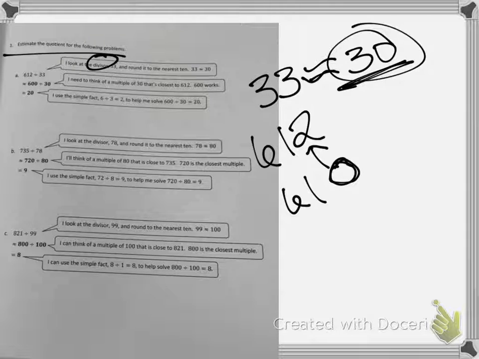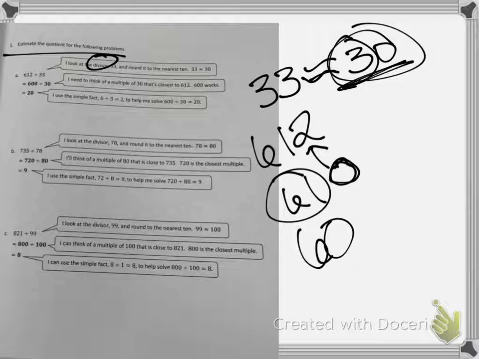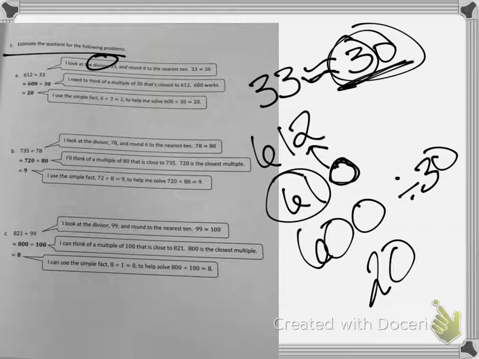So what can we say? 30 goes into 61. 3 goes into 61. What is the closest? Well, 60 is the closest. So 600 divided by 30. And 600 divided by 30 is 20.